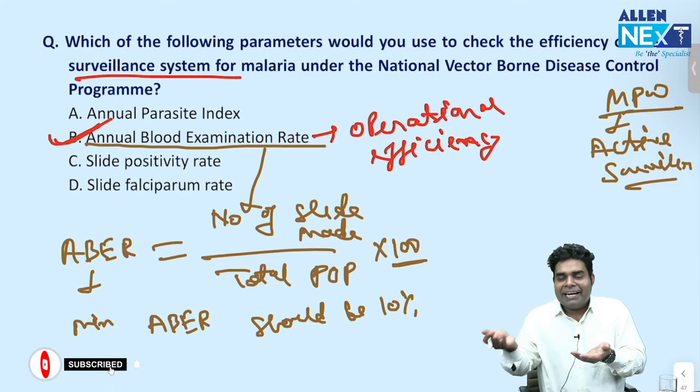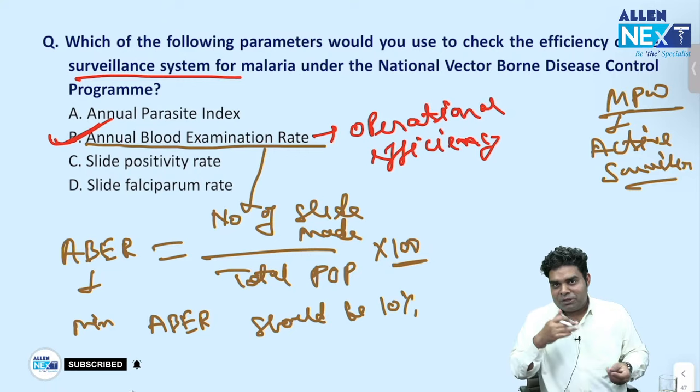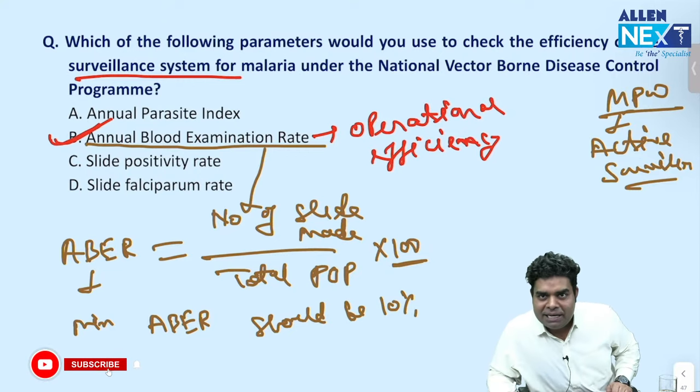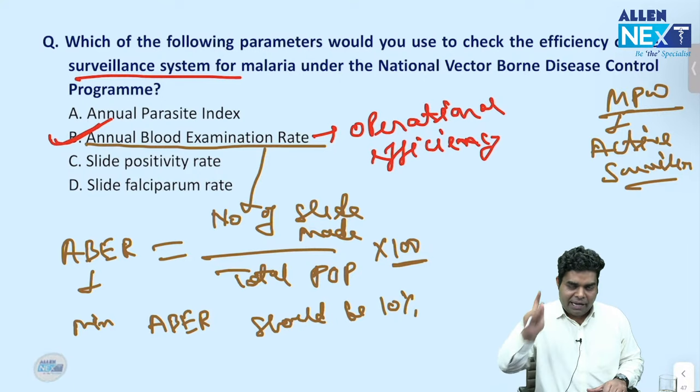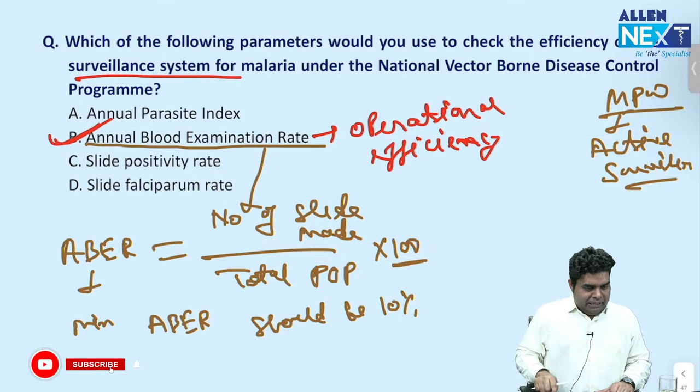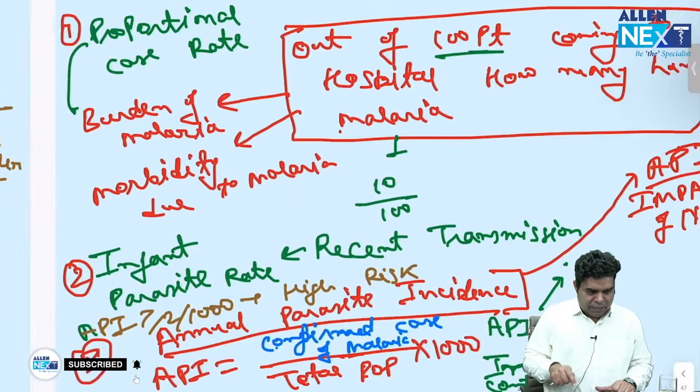If they are not making slides, it means API will become less. So making slides or not will be detected by ABER. If you remember it like a story, you will not get confused and you will remember it forever. Yes, very good. So that is there.